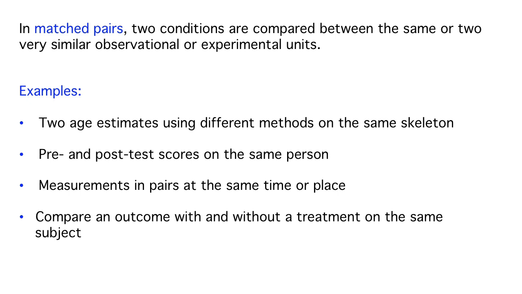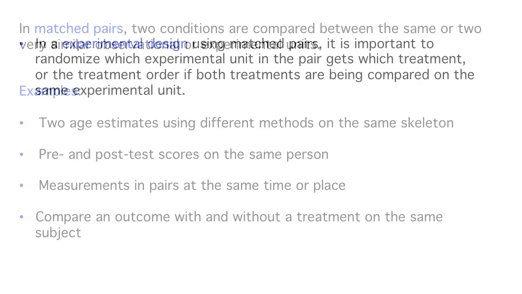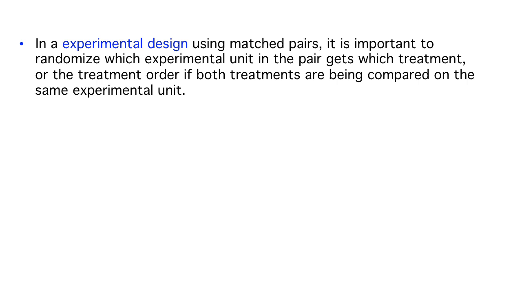Such an experiment is called a crossover study. In a crossover study, we don't randomize treatments to experimental units, since each unit gets each treatment, but we do randomly determine the order each unit gets the treatments, in case the effect of one treatment might be affected by the treatment that precedes it.